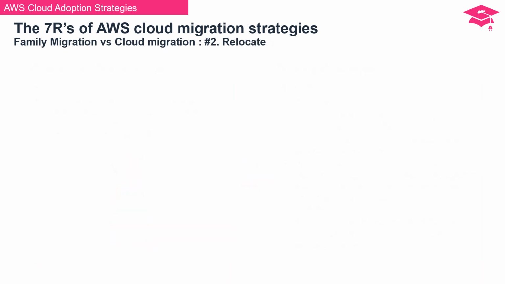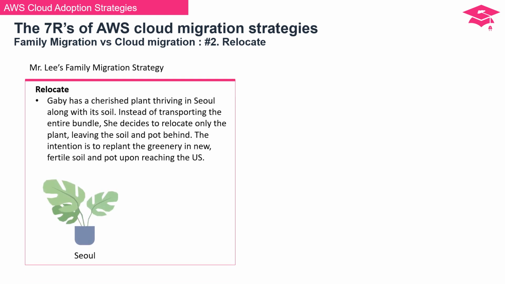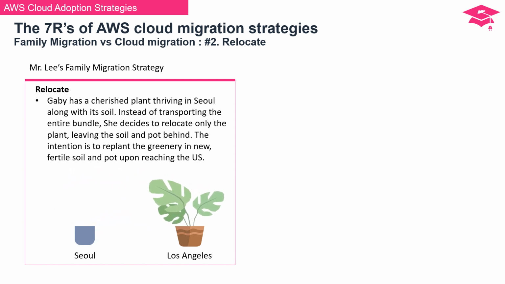Relocating is the second R of AWS Cloud Migration Strategies. In Mr. Lee's family migration, Gabby has a cherished plant flourishing in Seoul, along with its nutrient-rich soil. However, instead of transporting the entire bundle, she makes a thoughtful decision. Gabby chooses to relocate only the plant, leaving the soil and pot behind. The idea is to replant the greenery in new, fertile soil and a fresh pot upon reaching the U.S.